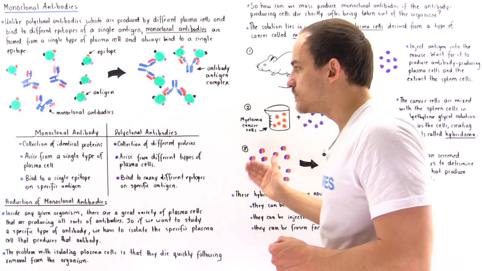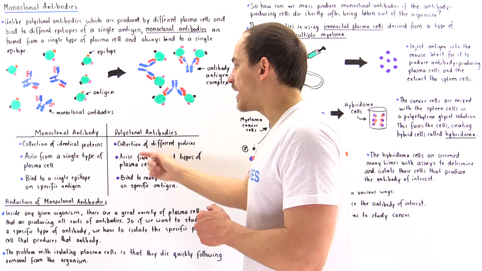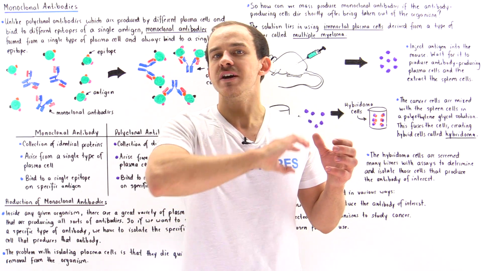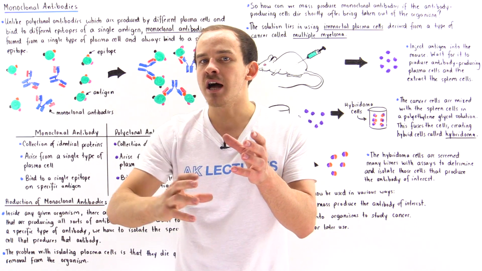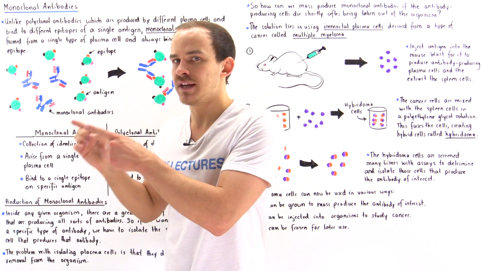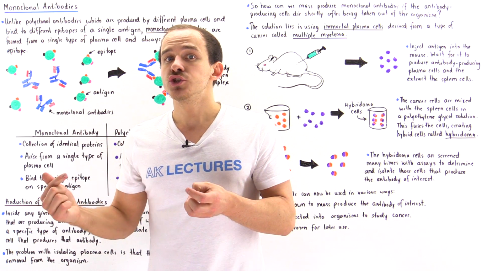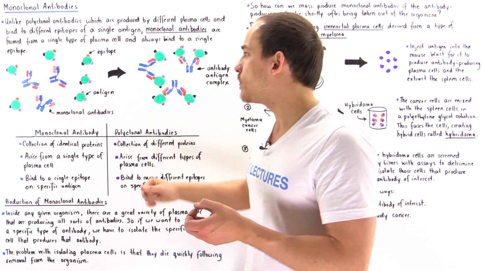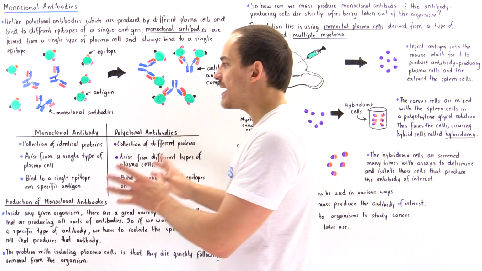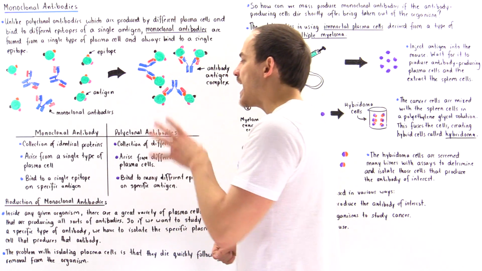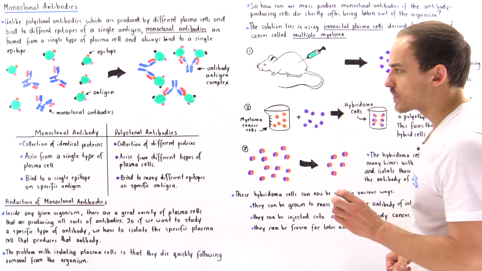But when it comes to polyclonal antibodies, poly means we have a collection of different types of plasma cells, and so they produce these different types of antibodies for that specific antigen, and they can bind to all different types of epitopes found on that specific antigen. So this is the main difference between monoclonal and polyclonal antibodies.